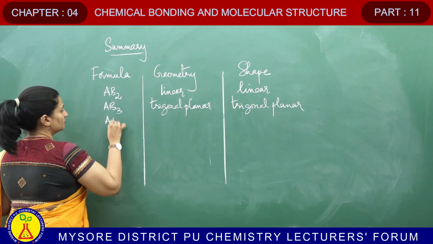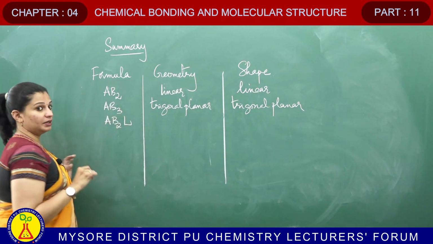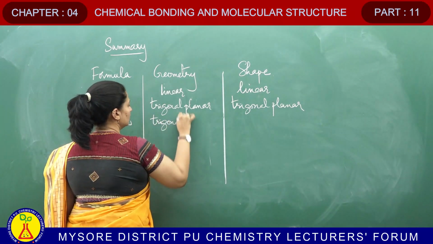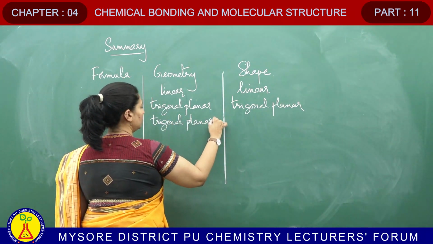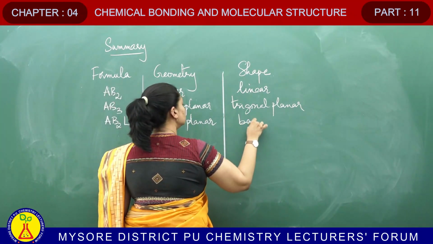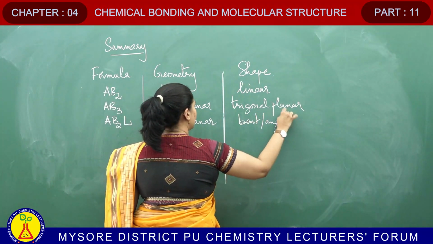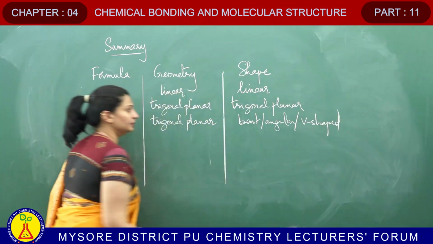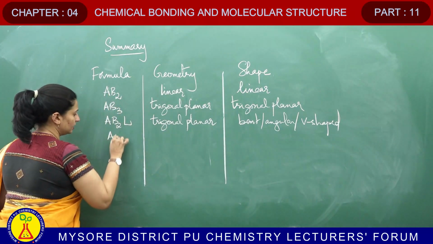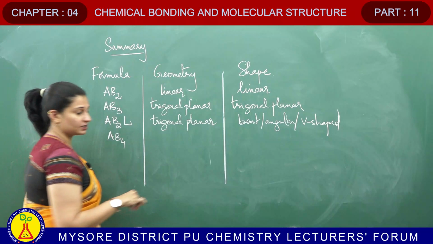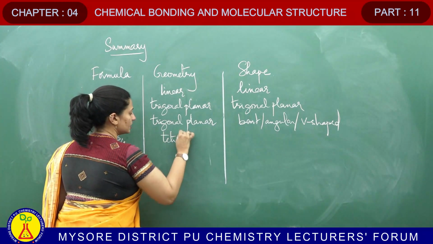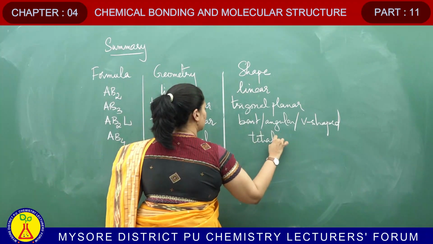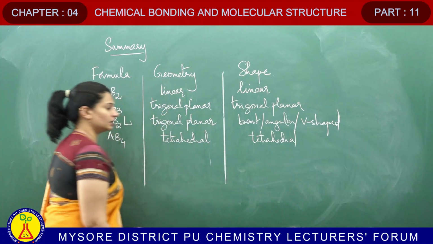Your next example is AB2L. Now the lone pair comes in. So the geometry is still trigonal planar, but the shape has become bent, and we may also call it angular or V-shaped. Okay. Now, moving on, we had AB4. AB4 is tetrahedral. The geometry and the shape remain the same.